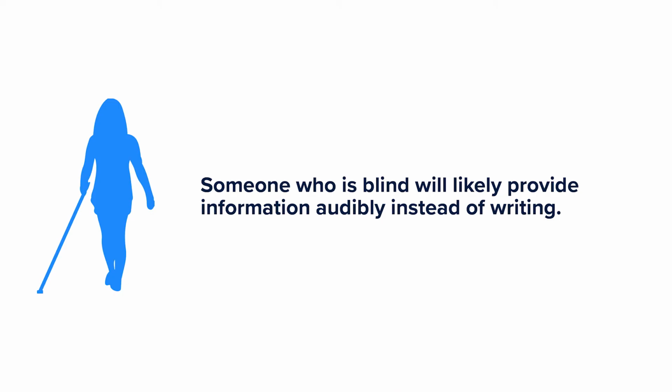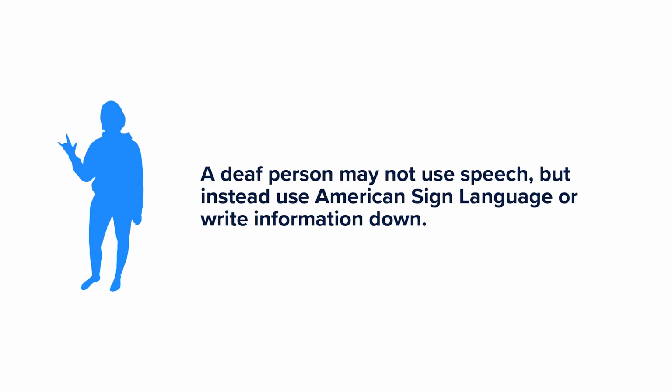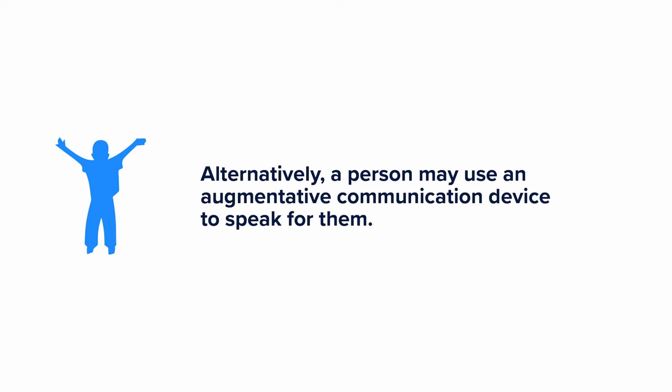And let's start with communication, because oftentimes communication winds up presenting barriers that are either actually perceived barriers, if we're again making assumptions about a person's capabilities, or true barriers if we're unable to identify strategies of how to address them. So people who have disabilities related to vision, hearing, or speech are going to use different ways to communicate from the person with whom they're communicating, potentially. So someone who is blind will likely be providing information audibly instead of writing. A deaf person may not use speech, but instead use American Sign Language or write the information down. Alternately, a person might use what's called an augmentative communication device to speak for them. So ultimately, when we're talking about communication problems, it happens when the reception and expression styles are different of the receiver of information and the conveyor of that information.